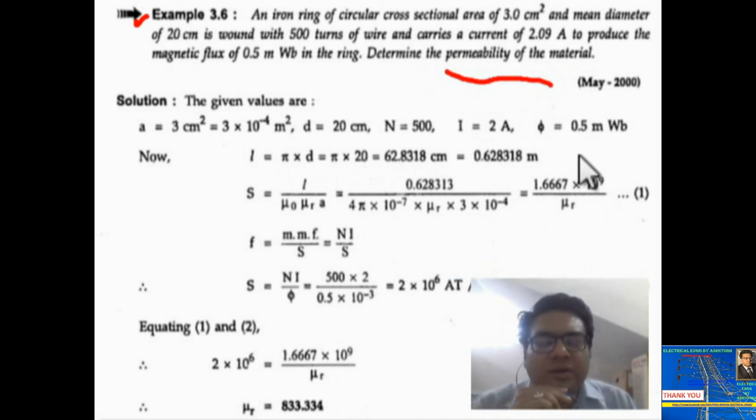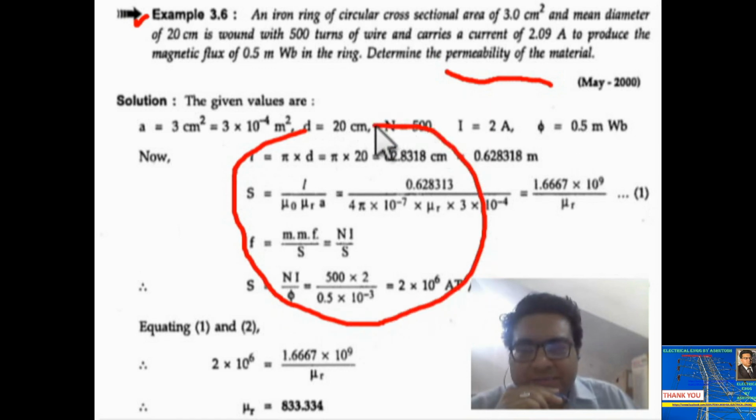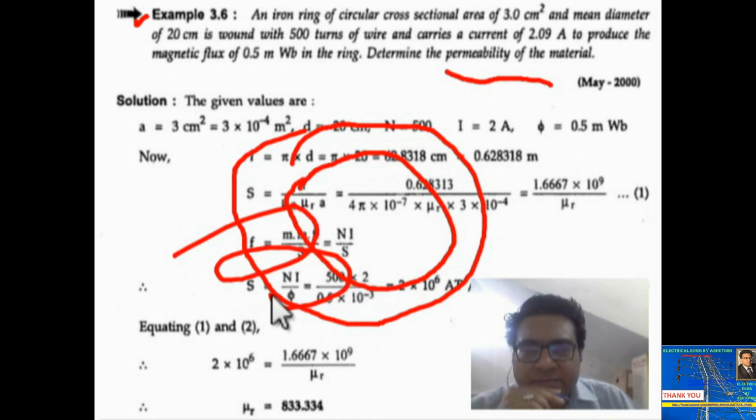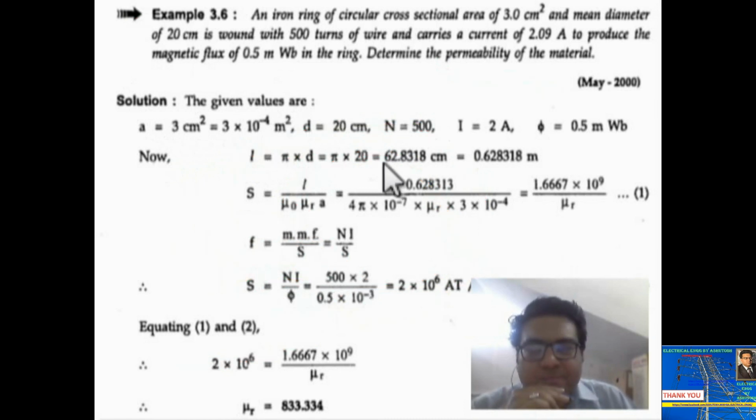So what are the given quantities? First of all, draw the ring, a circular ring like this. This is a circular ring and there are a number of turns on it. So first of all, draw the diagram. What is the cross sectional area of the circular iron ring? You see, 3 cm square. So just convert it into meter. It becomes 3 into 10 to the power minus 4 meter square. Then diameter is given over here, the mean diameter, 20 centimeter.